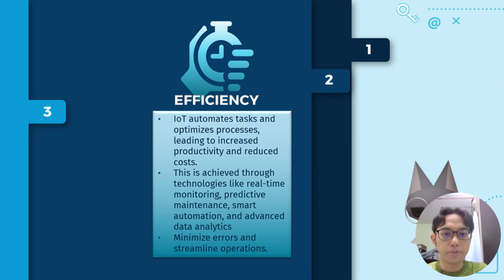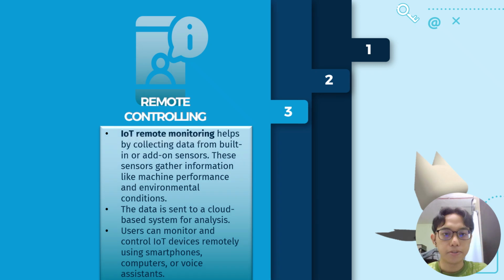Number 3, remote controlling. Internet of Things remote monitoring helps by collecting data from built-in or add-on sensors. The sensors gather information like machine performance and environmental conditions. The data is sent to a cloud-based system for analysis. Users can monitor and control IoT devices remotely using smartphones, computers, or voice assistants.